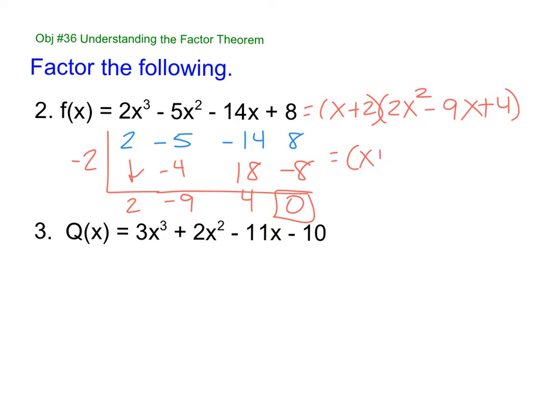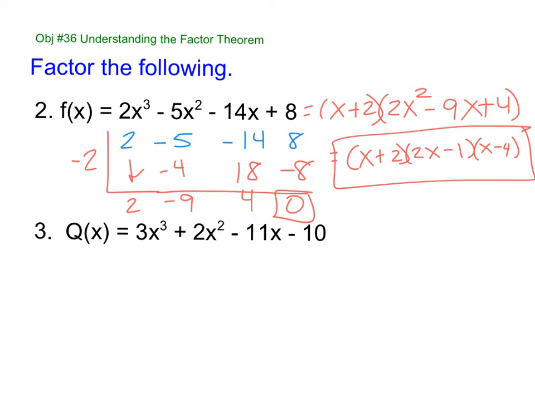So that's x plus 2, 2x, x, minus 4, minus 1. And that's it. So the other ones, we could have done a half, right? That one did have a fraction in there.